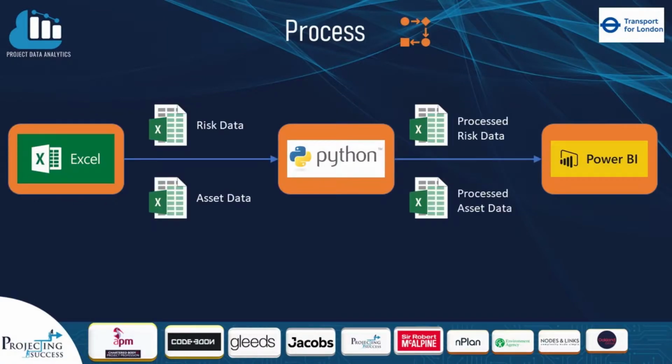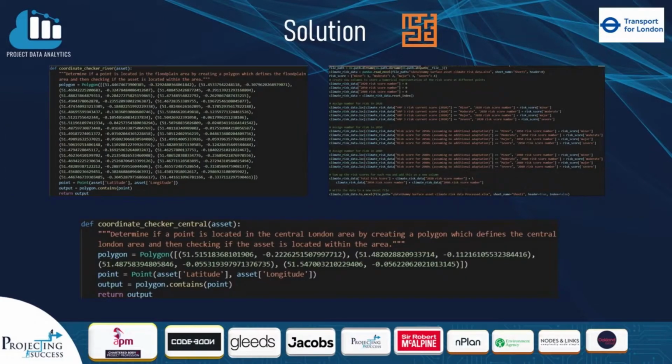Our solution takes the asset and risk data from the spreadsheets and uses Python to pre-process the data before it is imported into Power BI to create the visuals. The left and bottom images show the Python code used to determine if an asset is located within the floodplain and central areas respectively. This is done by creating a polygon which defines the area and then checking if an asset is within the area. The right image shows the Python code used to convert the categorical risk scores into numerical values before calculating the total risk score over the 3 sample time points.